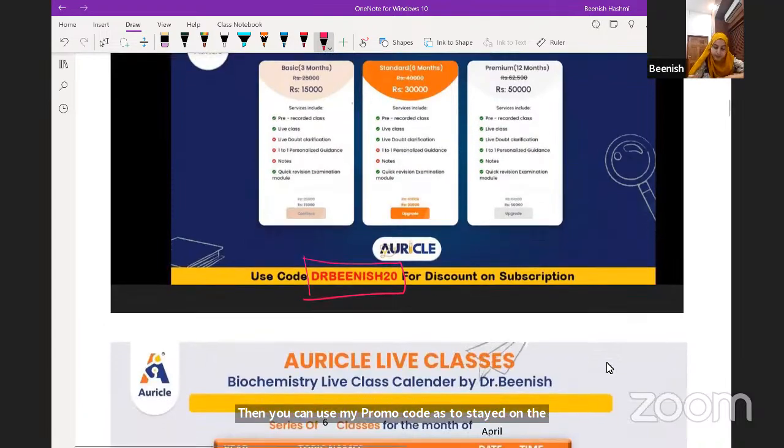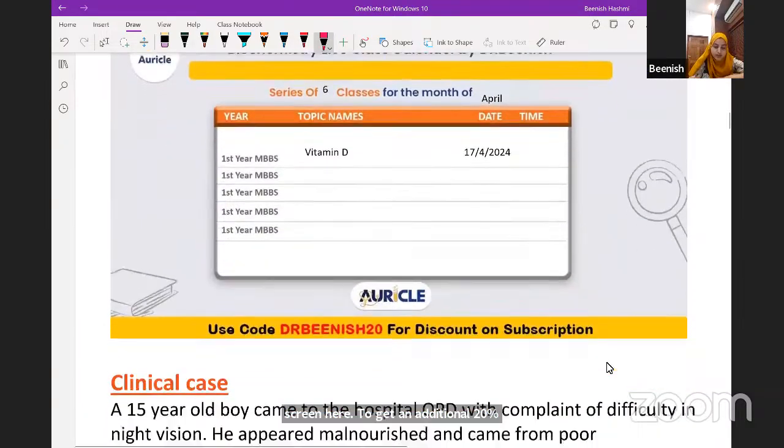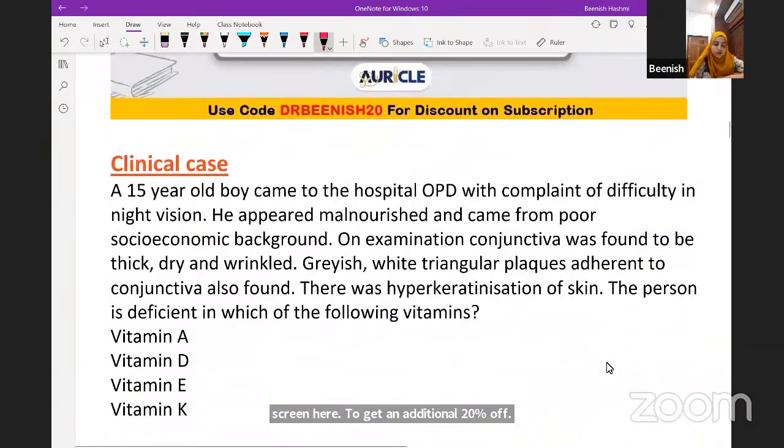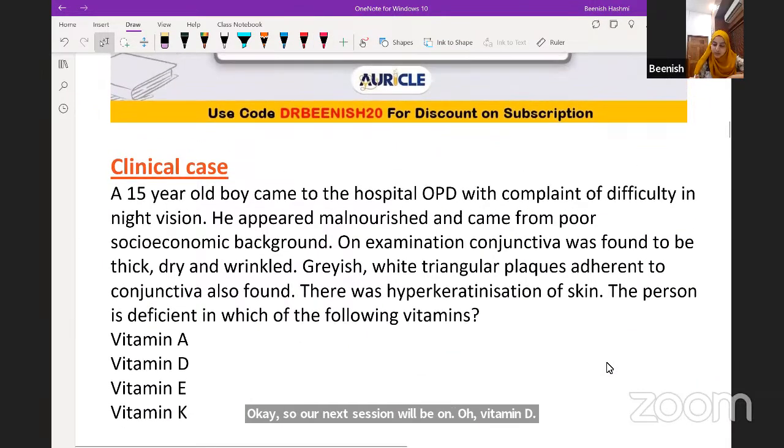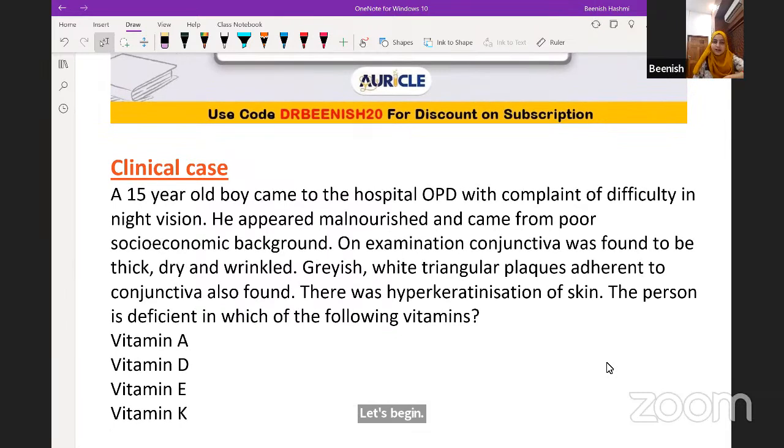Okay, so our next session will be on vitamin D. Let's begin. So today we're taking vitamin A. Let's begin with a clinical case.